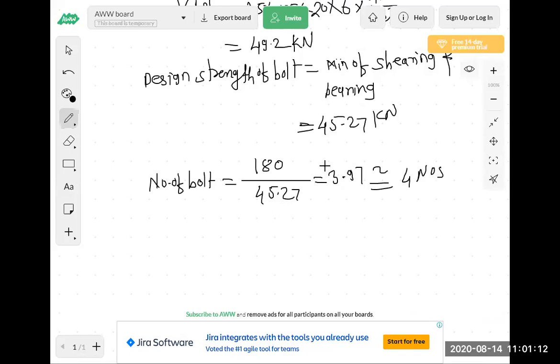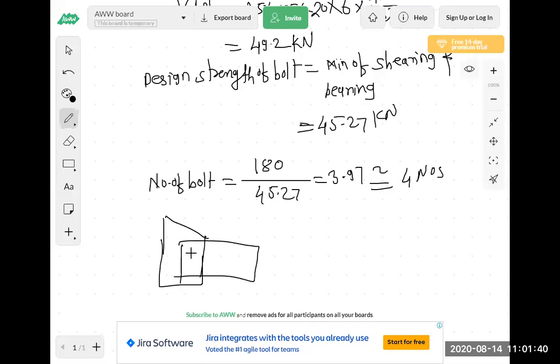Means we cannot use this 3.97 bolt. So we have to convert or round out to more bolts. Mahesh, yesterday I told you, you are asking the same question. You are asking why we are not considering failure due to tensile or tearing. Yesterday I told you, in a lap joint, this is the lap joint, always the minimum value of shearing and bearing only.